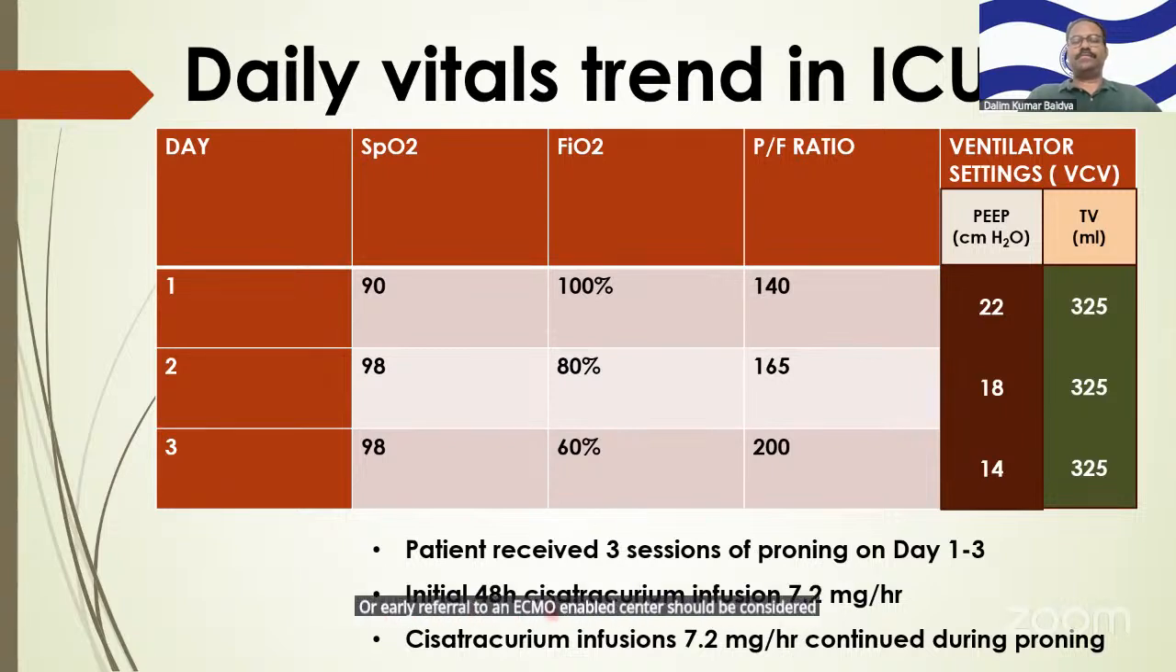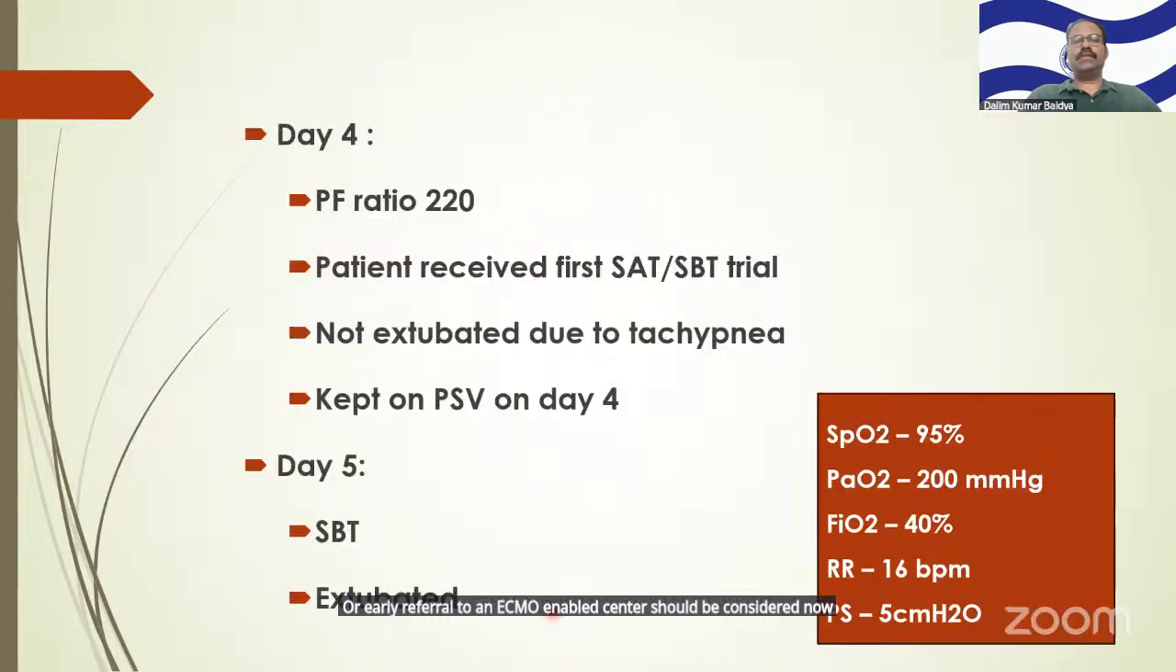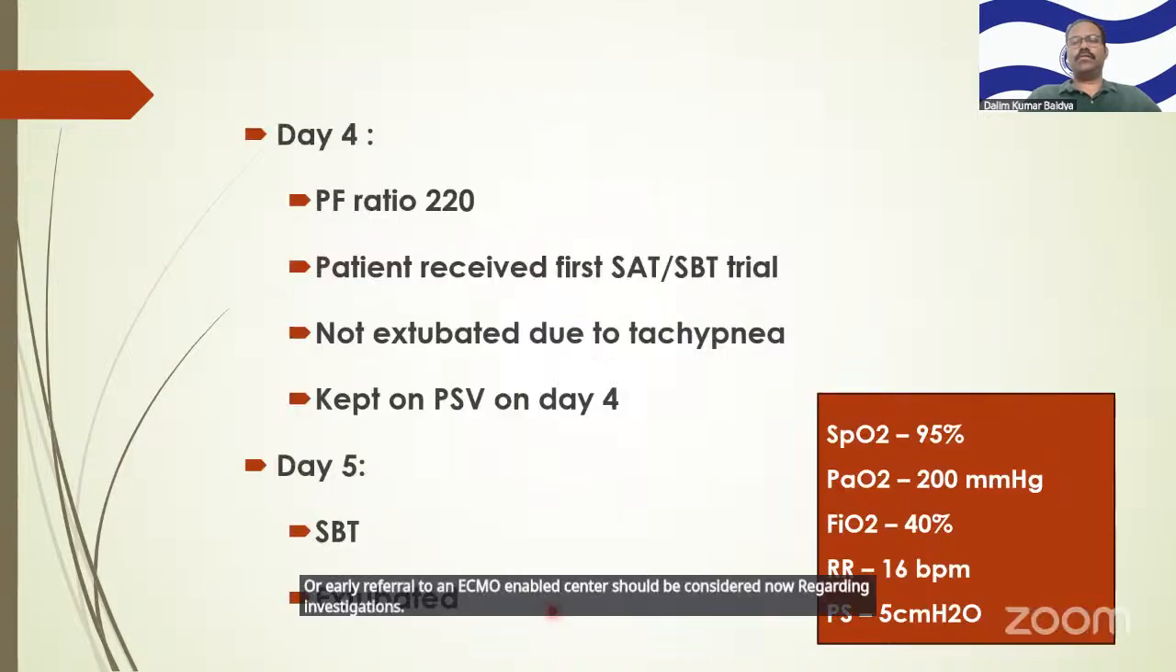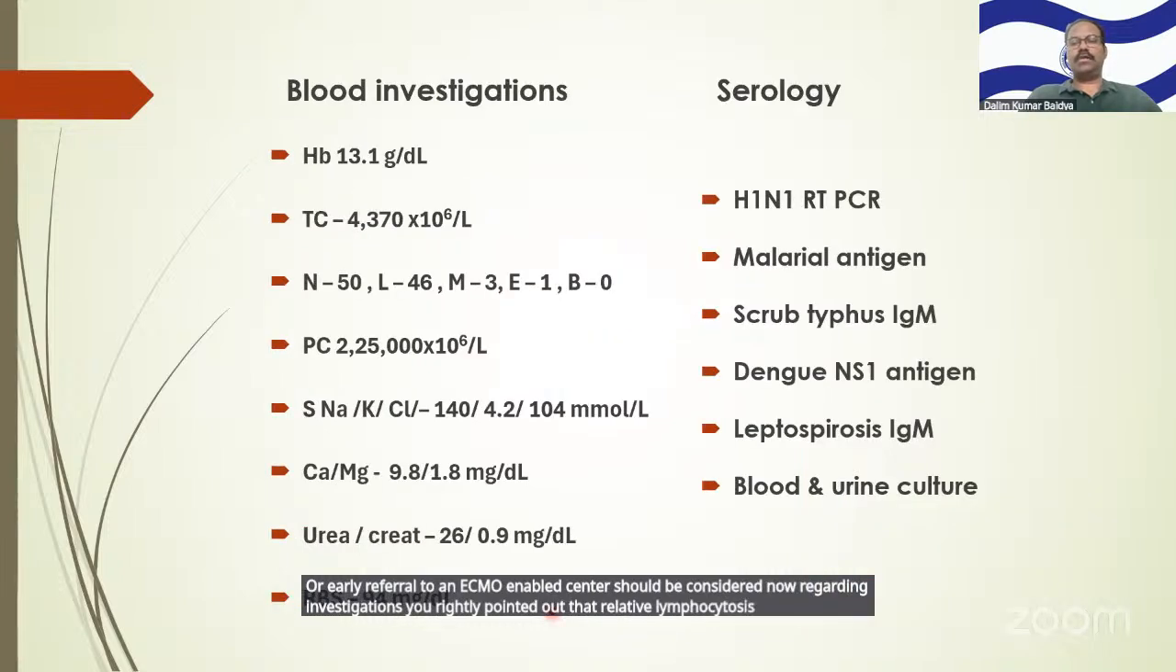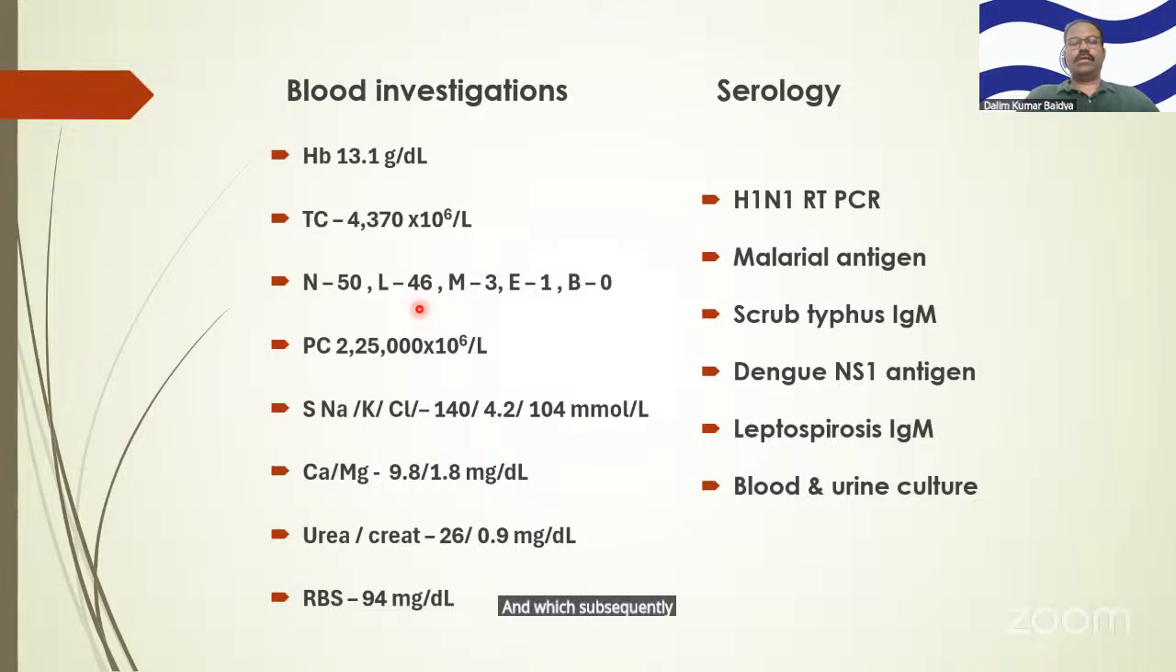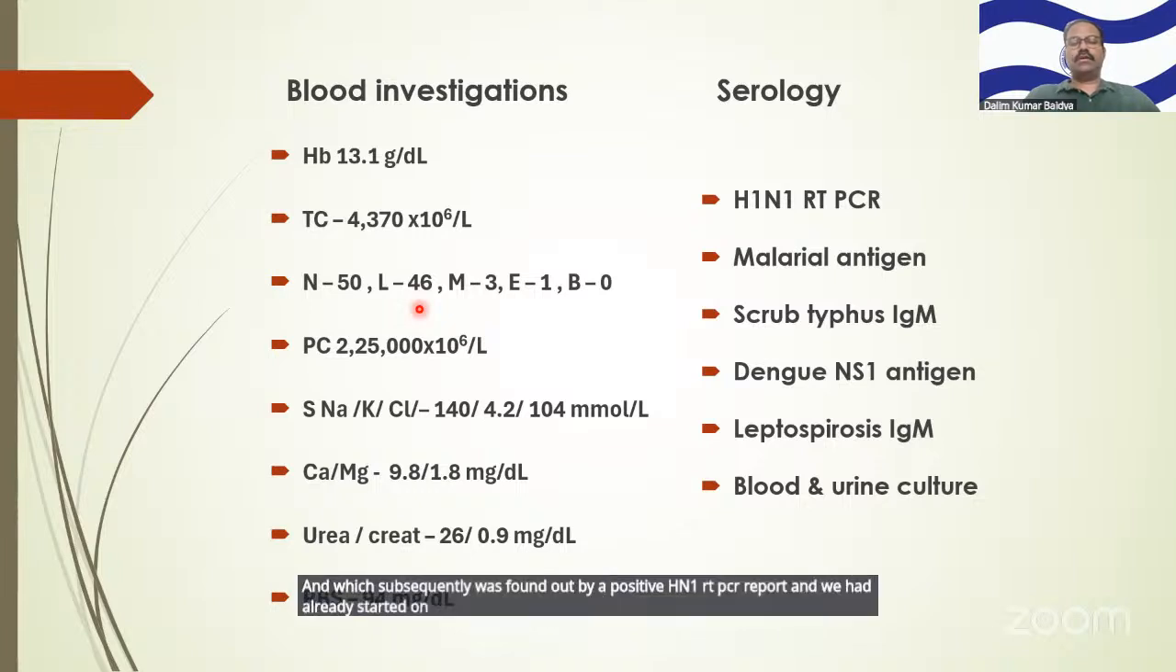Now, regarding investigations, you rightly pointed out that relative lymphocytosis in the absence of a leukocytosis points in favor of a viral etiology, and which subsequently was found out by a positive H1N1 RT-PCR report. And we had already started on oseltamivir, in association with other supportive and ventilation strategies in ARDS.